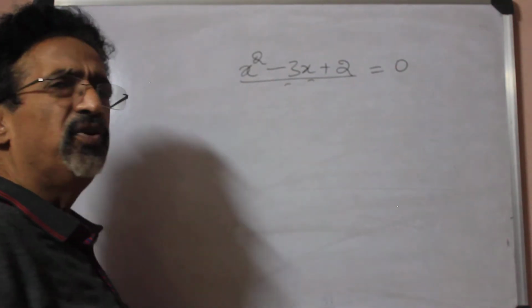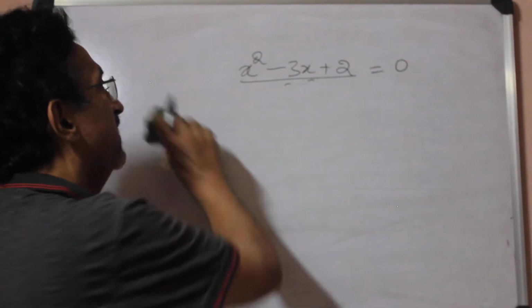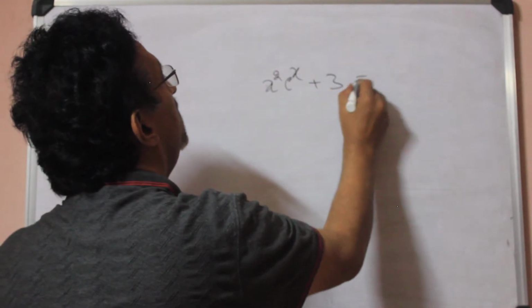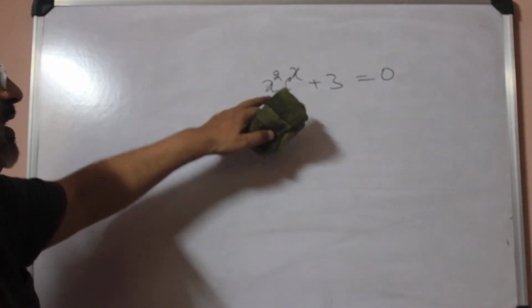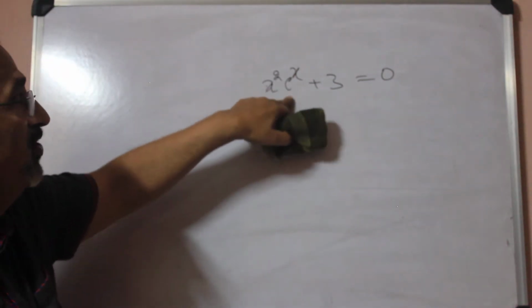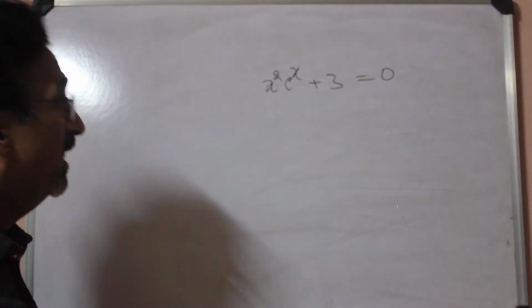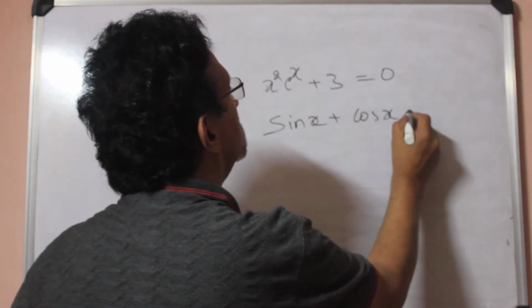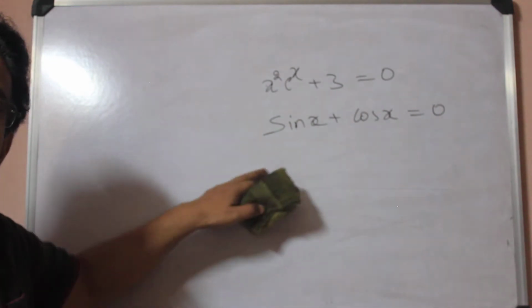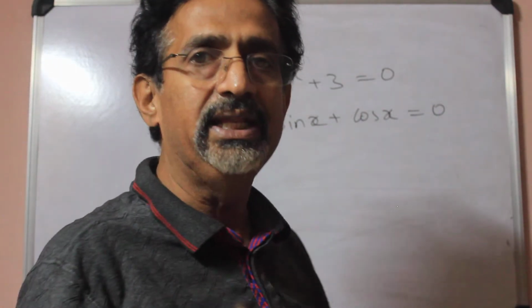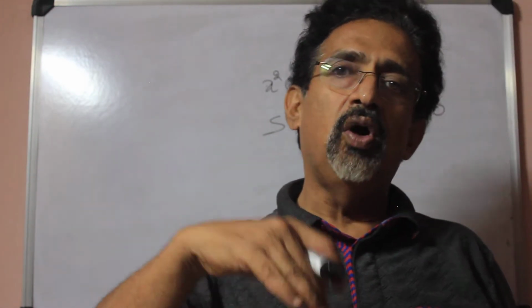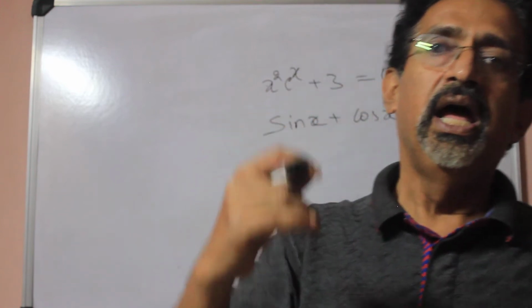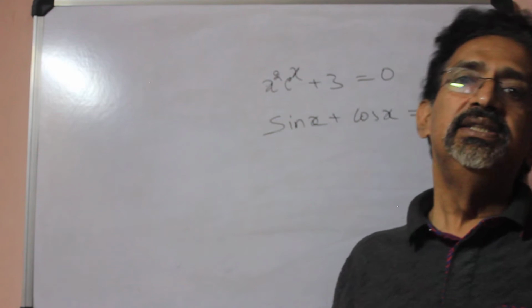Instead of this, suppose I have some exponential term here, for example, x squared times e raised to x plus 3 is equal to 0. Is this algebraic? No. Why? Because it is an exponential equation. An exponential term is there. Similarly, if I consider a simple equation like sin x plus cos x is equal to 0, again this is a trigonometric equation. Like this, if the equation is not a polynomial, that is, not algebraic, then I get what is called a transcendental equation.